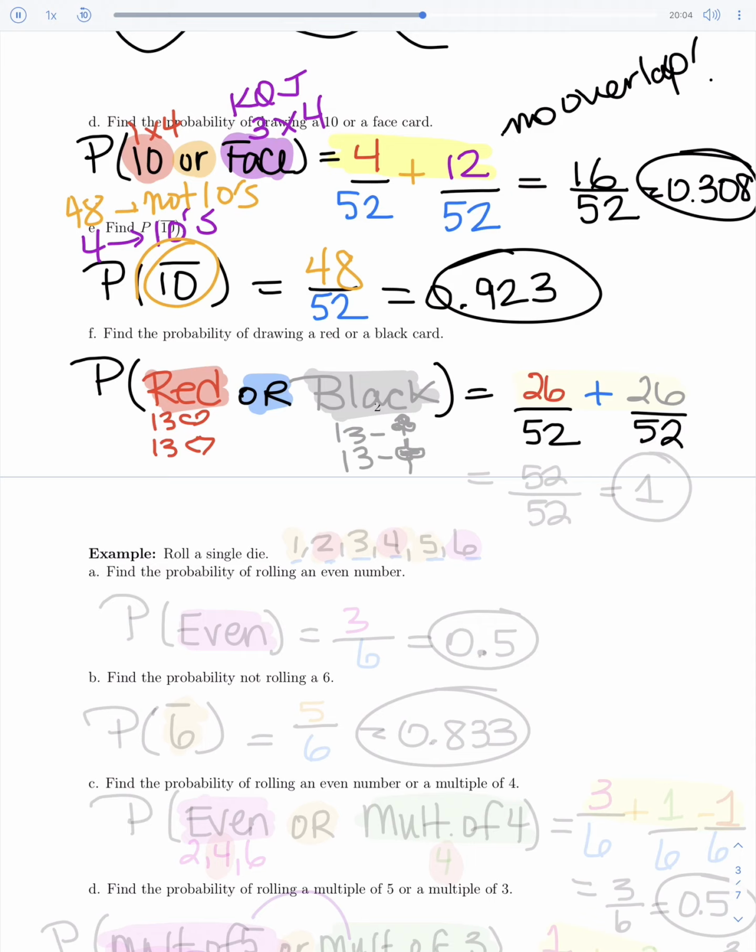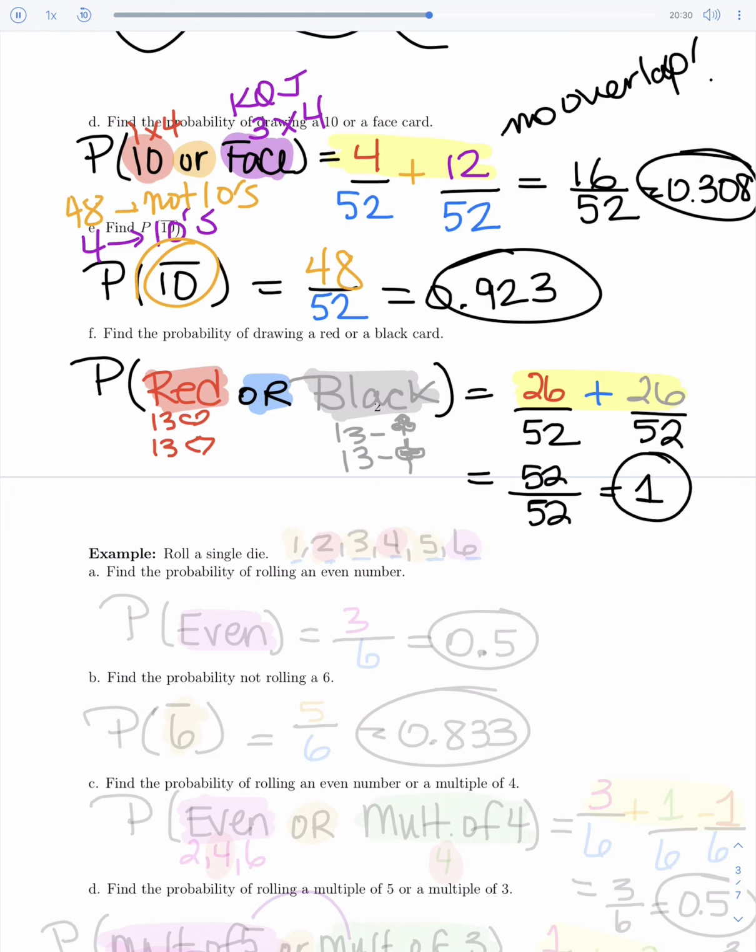Now, there's no overlap. You can't be a red and a black card at the same time, so I don't need to worry about things getting counted twice, and I don't need to worry about subtracting anything. I can just add normally straight across the top. I already have a common denominator, so that will stay the same. So the 26 plus 26 will get me 52 out of 52, which equals the number 1, which remember is possible.